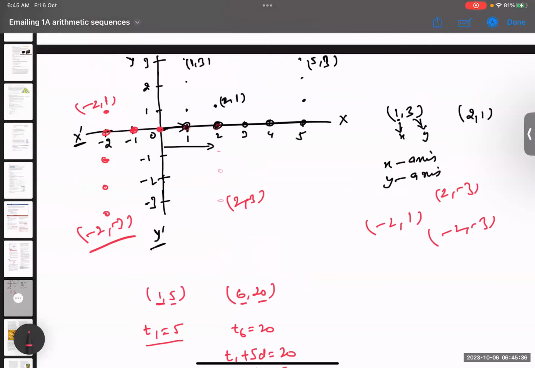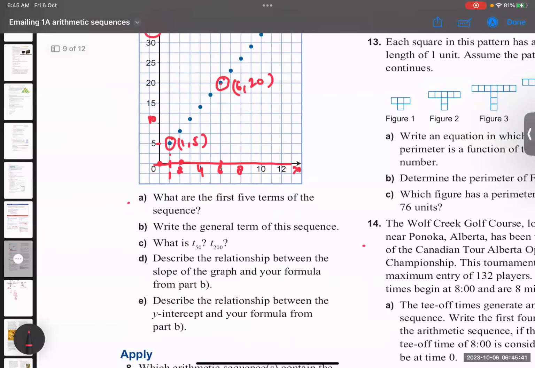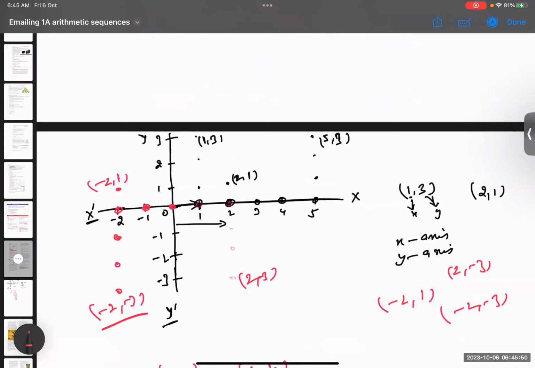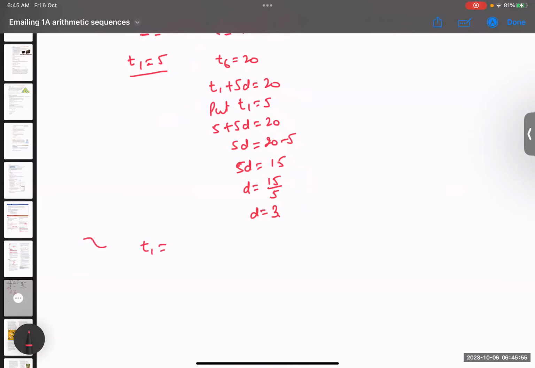Now come to the question again. What is it asking for? The first 5 terms of the sequence. That's what he's asking for. So we are going to write down the first 5 terms. The first term is T1, that is 5. The second is T1 plus D, so T2 is 8. 5, 8, common difference 3, 8.